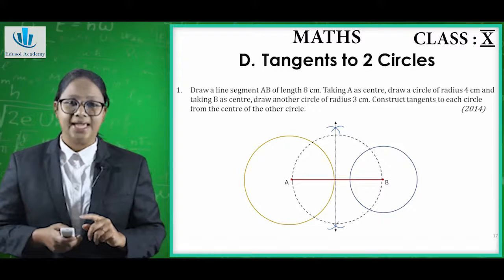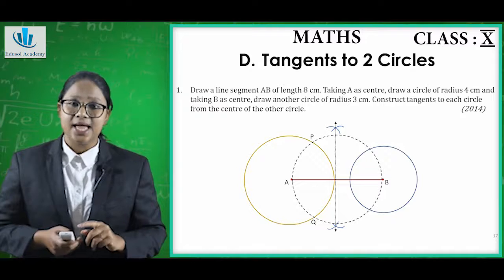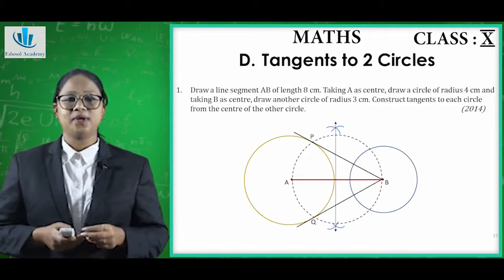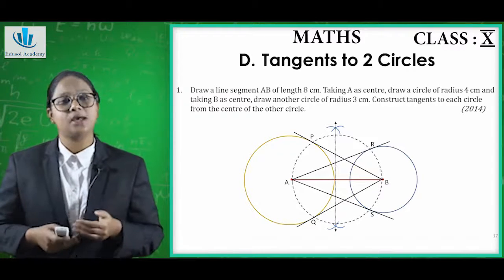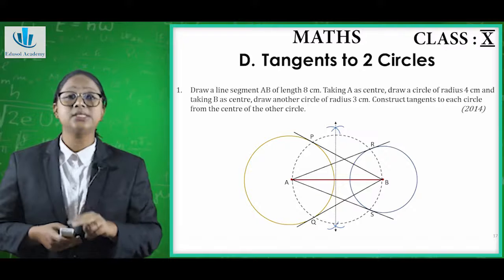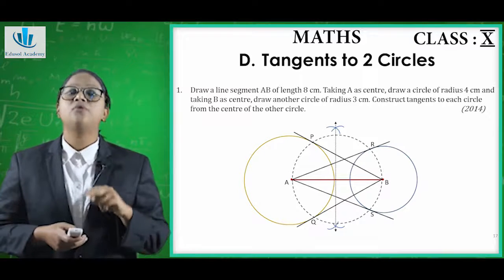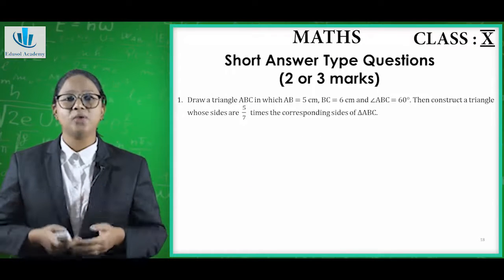So from A, draw tangents to R and S, and from B, draw tangents to P and Q. So AR and AS are the tangents for the second circle and BP and BQ are the tangents for the first circle. Now we shall move to solving the questions.